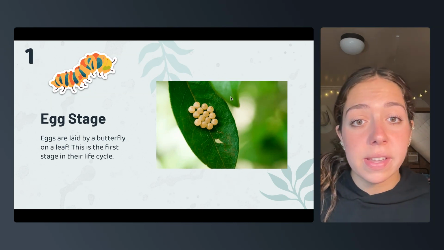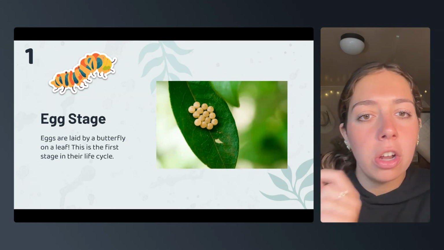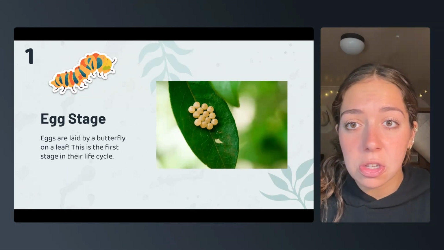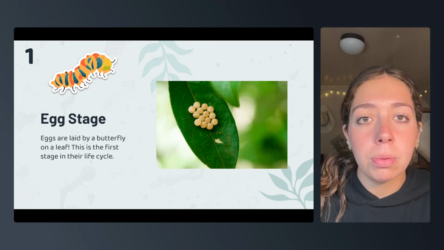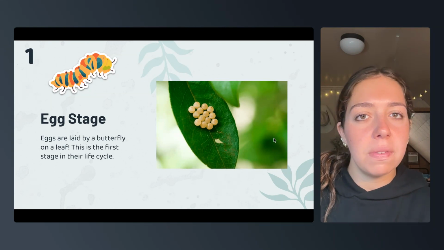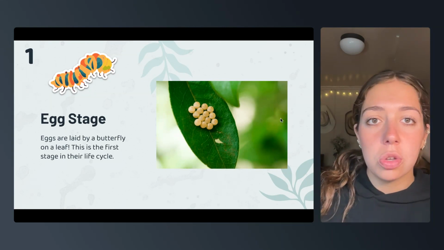So maybe you guys have seen this. Maybe you've seen little white balls on a leaf and you've thought, I wonder what those are. There's a good chance that those were little caterpillar or butterfly eggs. So this is our first stage. So think of these as the little tiny baby caterpillars getting ready to hatch into the world.